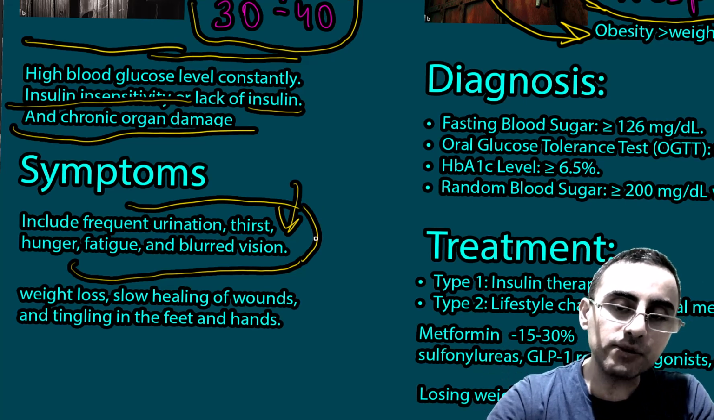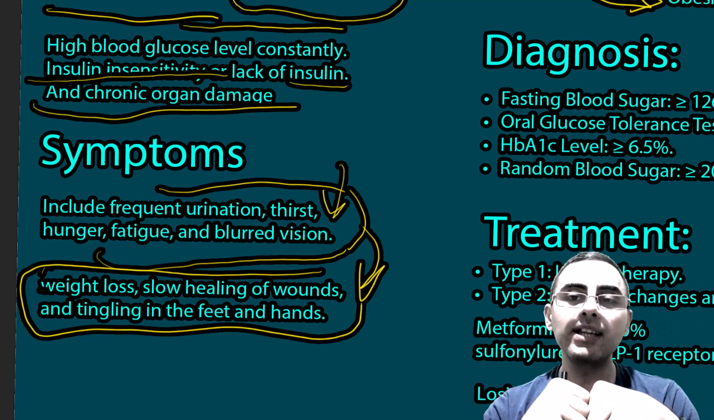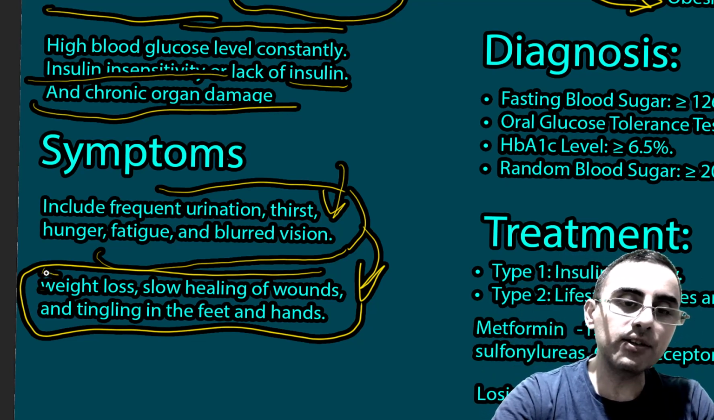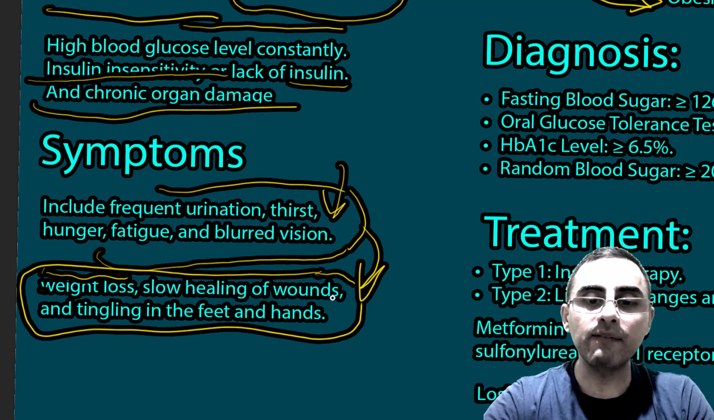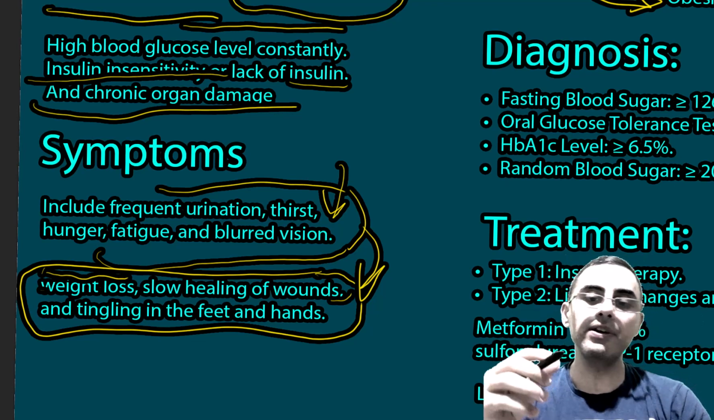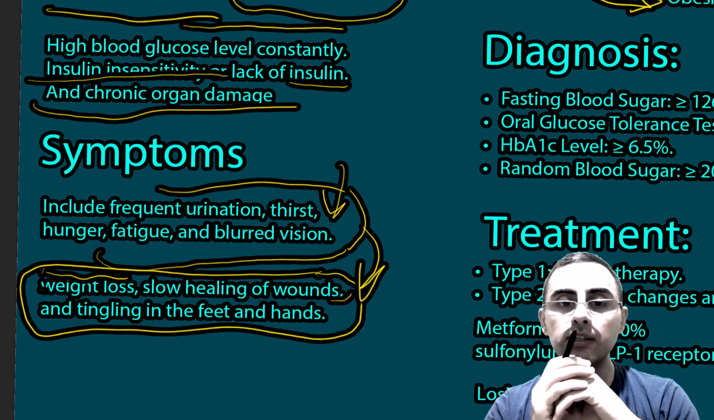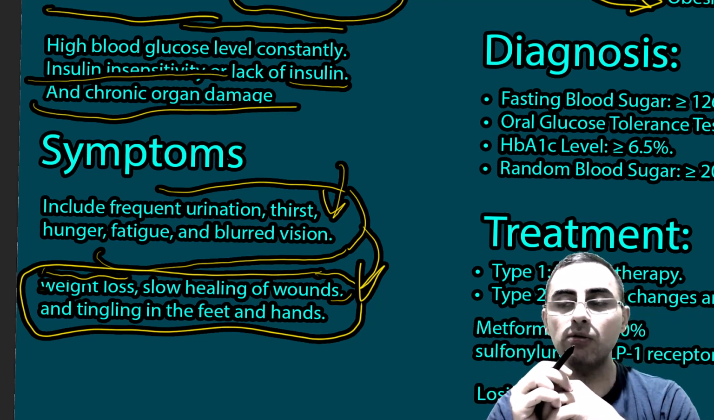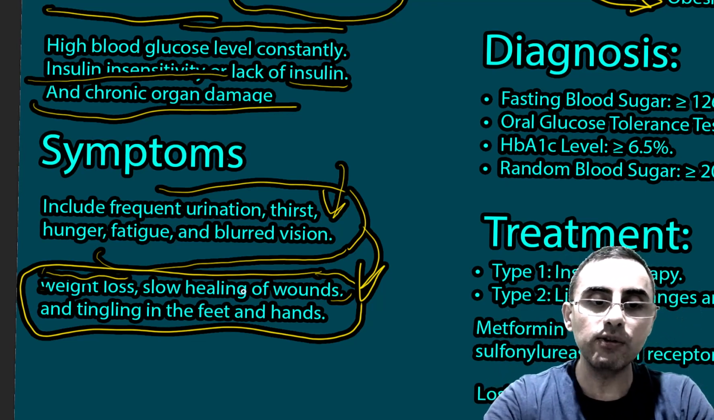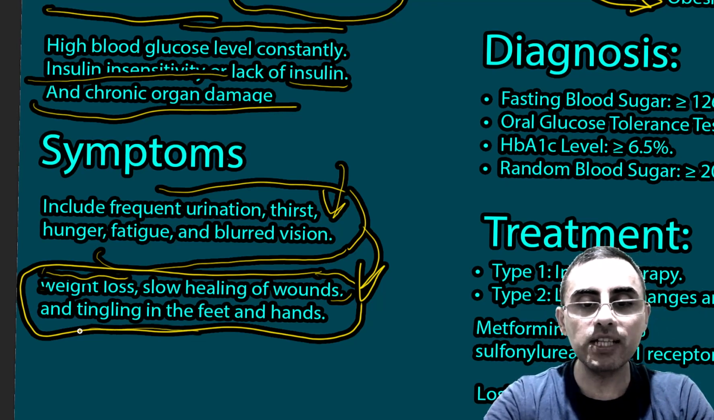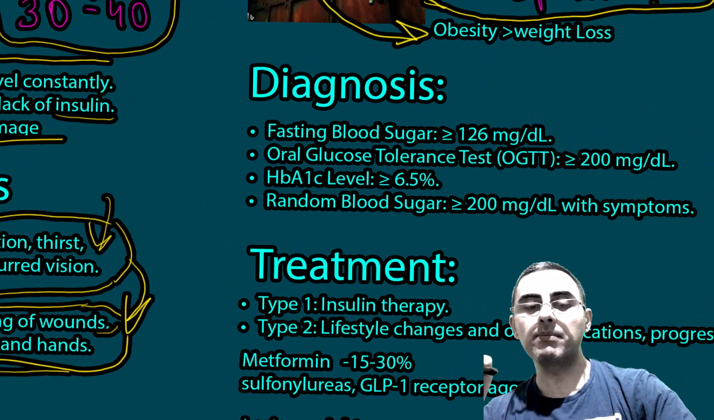If we leave it untreated, what will happen? Weight loss, because our body can't utilize glucose anymore, and the person loses weight. Slow wound healing happens because blood vessels are damaged, and if there is a wound, it's difficult to heal because there is no sufficient blood supply, no sufficient nutrient and immune cell supply. That's why wounds heal slowly. And tingling in the feet and hands happens because nerves are damaged. It is called diabetic neuropathy.